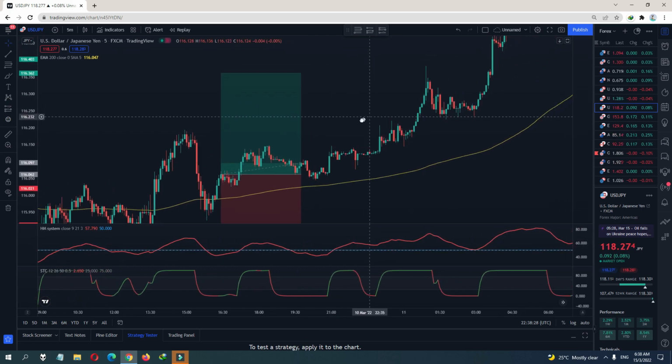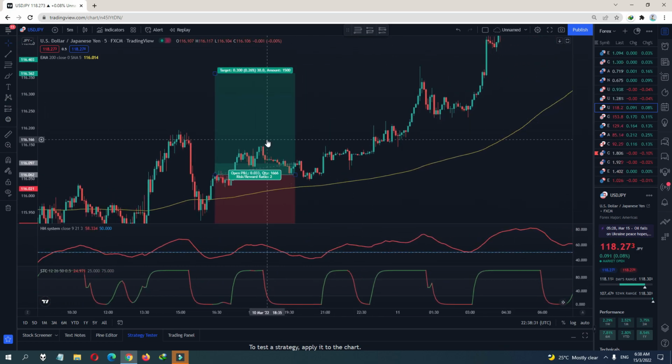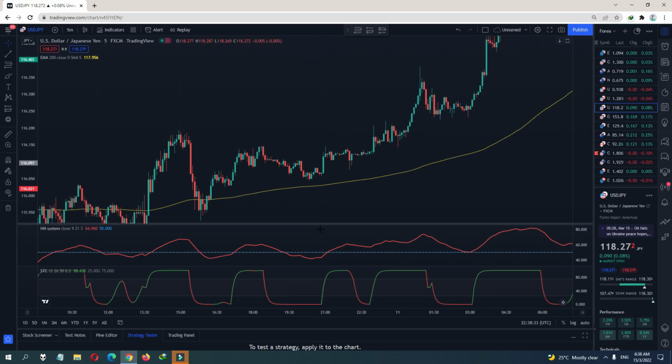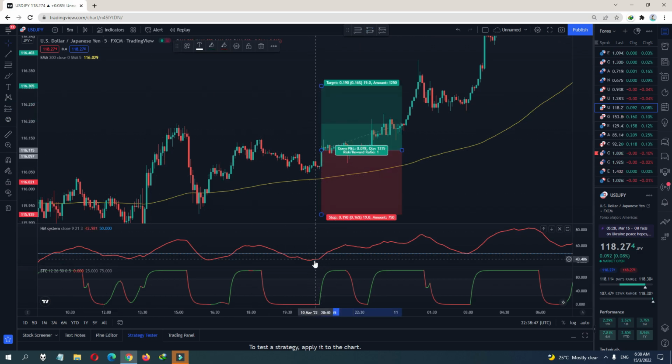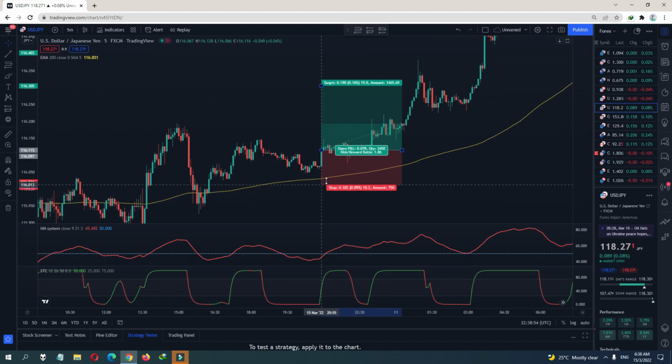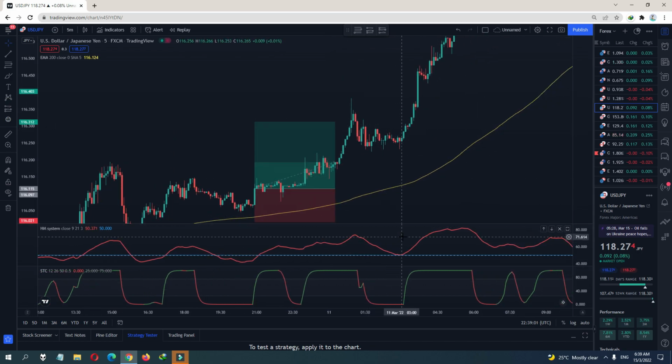Then here we have another signal. It turns green from red, the WMA is below 50, and price is above the 200 EMA. The reason we buy when the WMA is below 50 is because we want to buy the retracement. We don't want to buy at the top. So the stop loss is maybe right there or right here. Target 1 to 2.